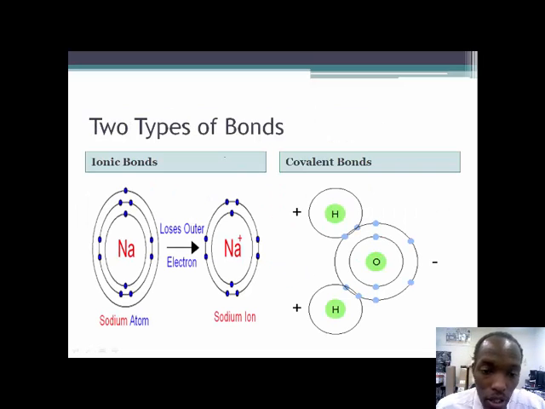Alright, but there are 2 types of bonds that we talk about in 8th grade physical science, one being ionic bonds and the other being covalent bonds. Now ionic bonds is, just as the name implies, a bond between ions. And we'll get into what ions are in the short term. Ions are elements that have gained or lost an electron.